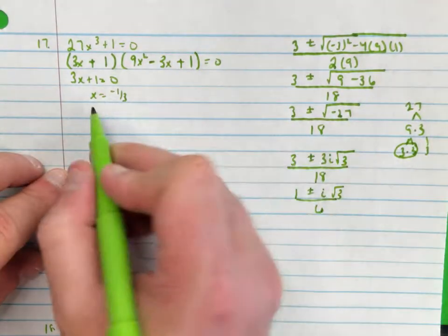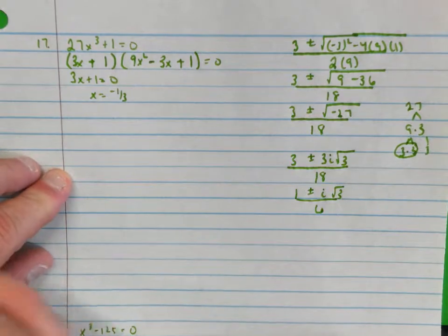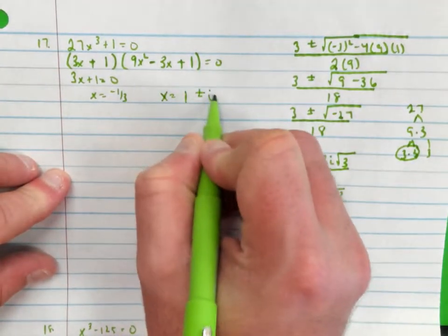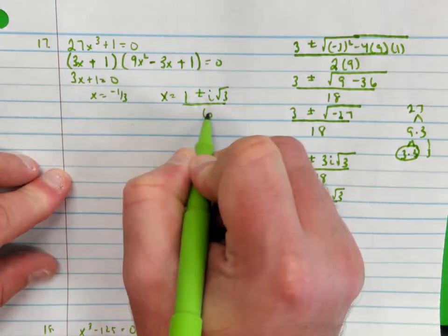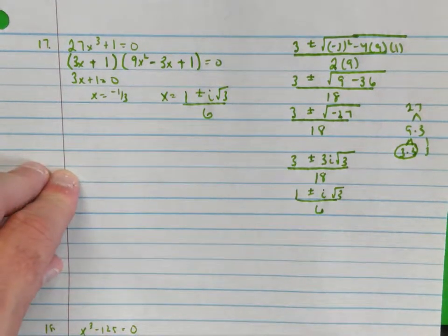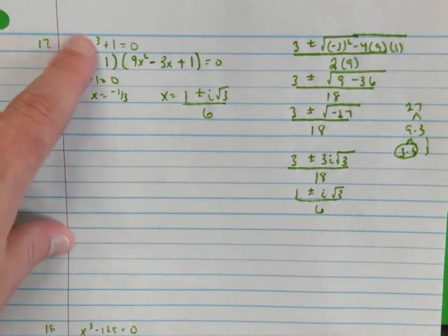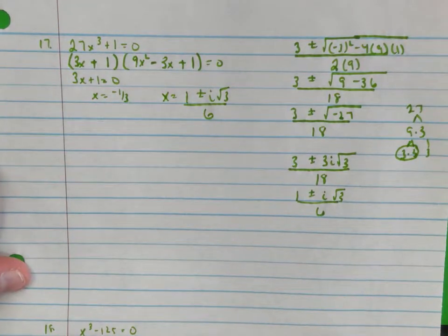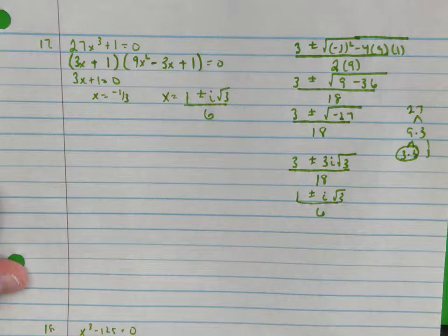So my answers are x equals negative 1/3 and x equals 1 plus or minus i square root of 3 over 6. How many answers do I have here? 3. How many is the maximum number I could have? 3. Yes, Tyler. So to get the second term in the trinomial, you multiply the two terms? Yes. Yes.